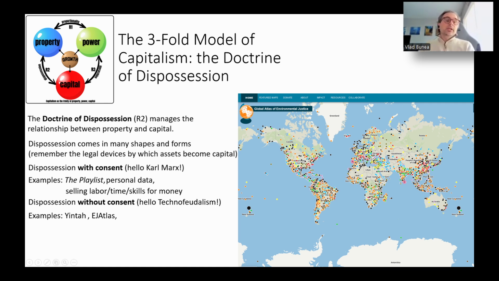So you can think of each dot here representing a struggle of dispossession without the consent of the owners of the local assets, if we want to use the terminology of capitalism. But if you ask the Wet'suwet'en, they wouldn't think of themselves as the owners of that land, but more the stewards of the land. So even the understanding of property is different from their perspective.